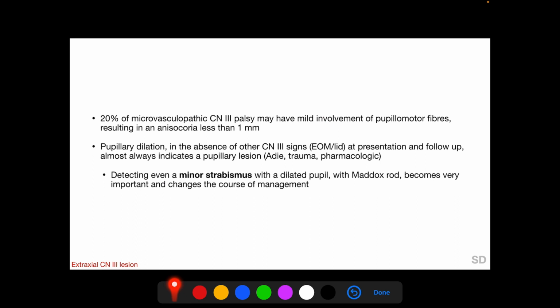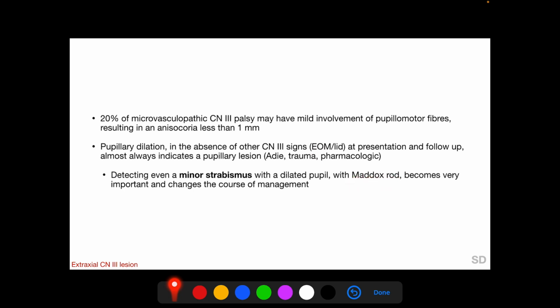And the second one is, a patient presenting with an isolated mydriasis in the absence of other CN3 signs, that is signs of extraocular muscle or lid involvement, both at presentation and follow-up, almost always indicates a localized pupillary lesion, such as Adie's pupil, traumatic mydriasis, or a pharmacologic mydriasis. So in a patient presenting chiefly with a dilated pupil, it becomes very important to rule out subtle involvement of either the extraocular muscle or the lids, and a subtle involvement of the extraocular muscle can be confidently ruled out with a Maddox rod.